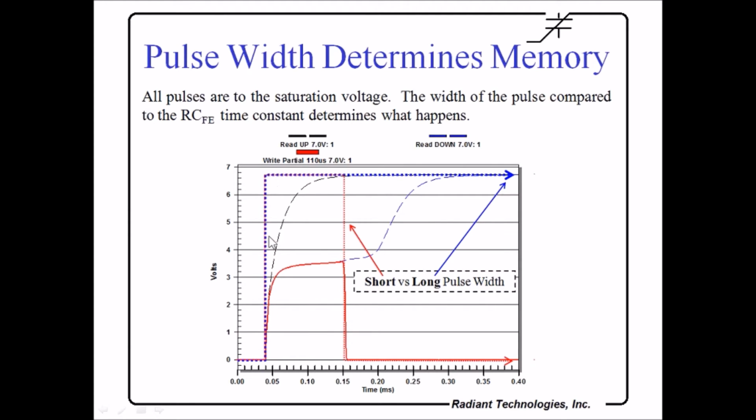If I get too short, if I apply this level of pulse, about 50 microseconds, I won't even reach the shelf, so I'll never move any remnant polarization, no matter how many times I apply a pulse. So I have to at least get on the shelf to get remnant polarization to move.